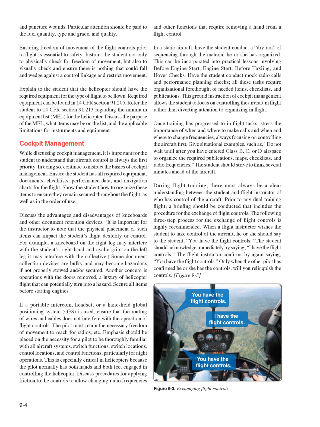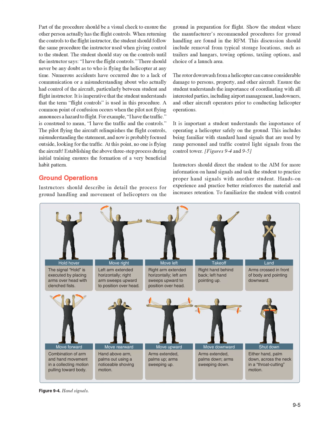Figure 9.3. Part of the procedure should be a visual check to ensure the other person actually has the flight controls. When returning the controls to the flight instructor, the student should follow the same procedure the instructor used when giving control to the student. The student should stay on the controls until the instructor says, "I have the flight controls." There should never be any doubt as to who is flying the helicopter at any time.